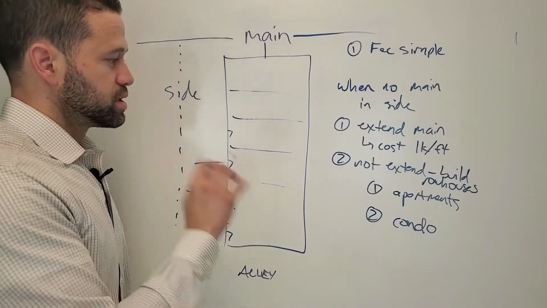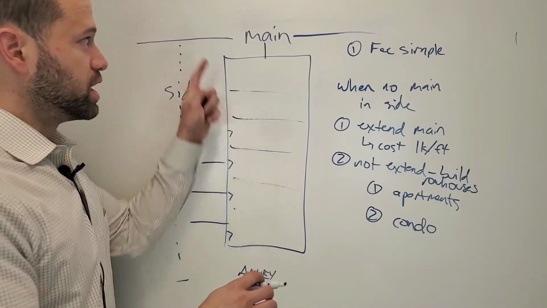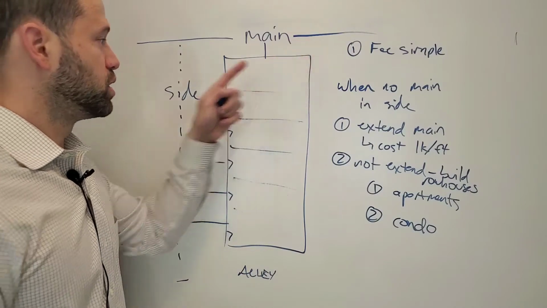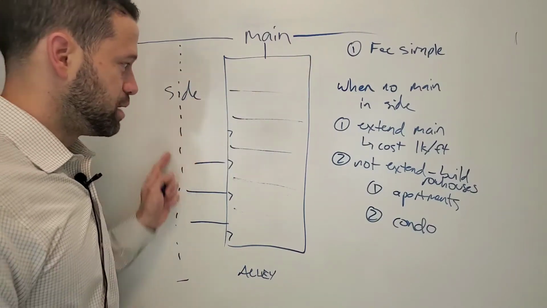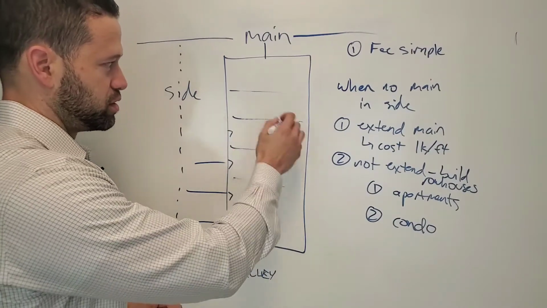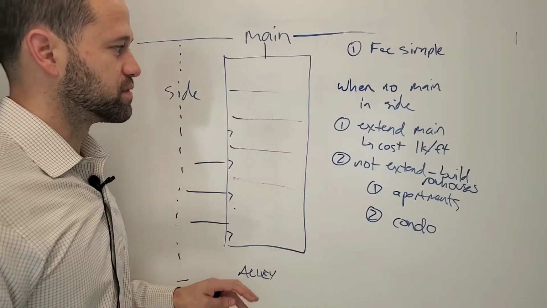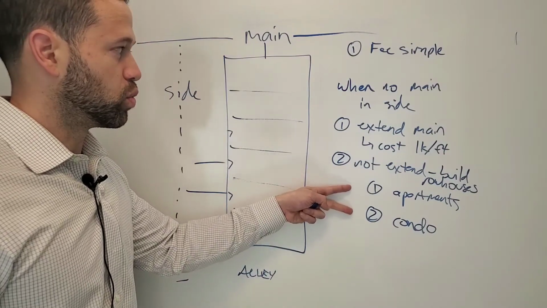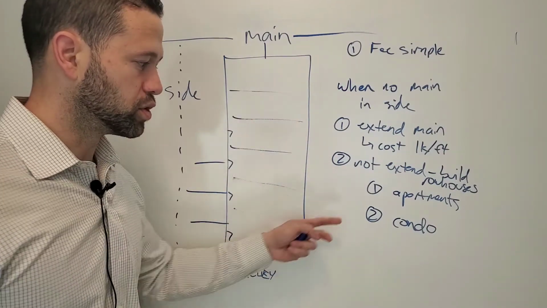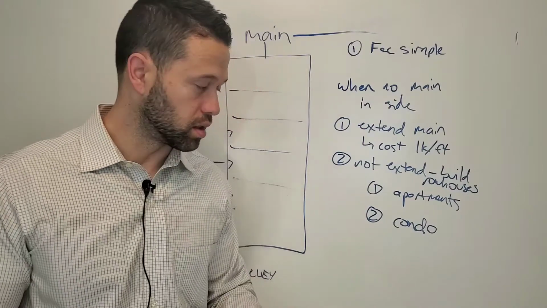But this is basically where you end up with, right? When there is no water main, you can either extend the main, and then if you extend the main, you can do just like you wanted to do, the fee simple properties, that's fine. But if you don't extend the main, you're relegated to two choices. One, you build apartments, or two, you build condos.